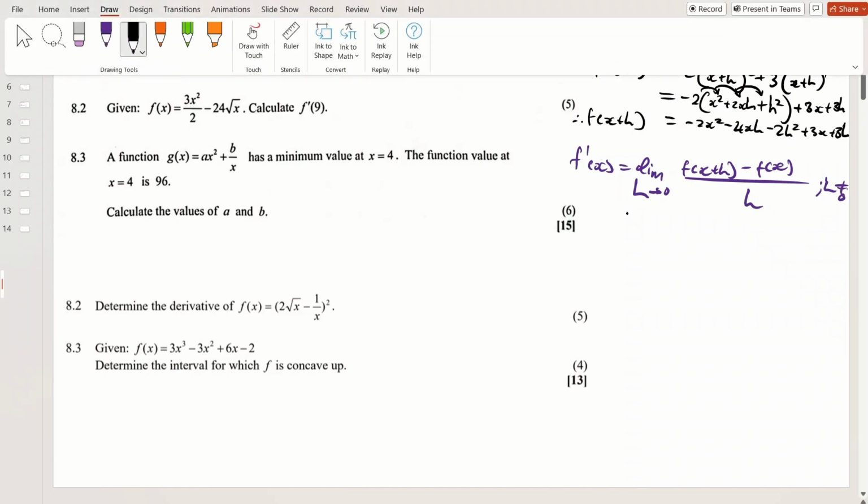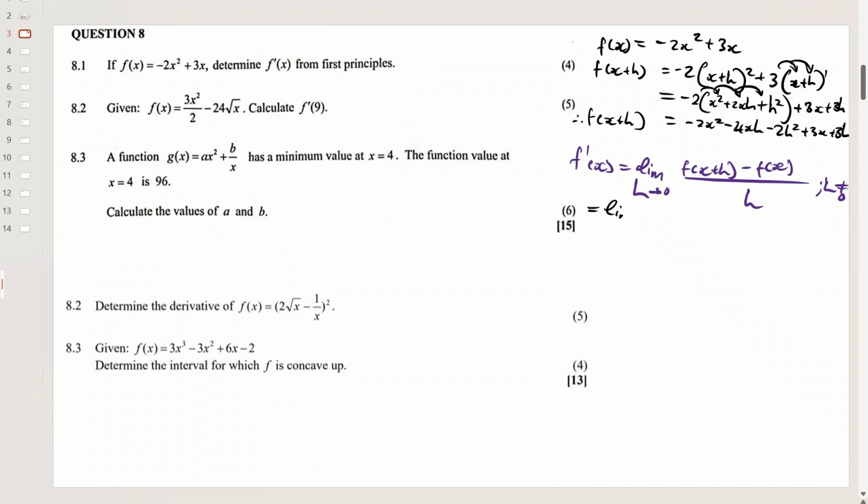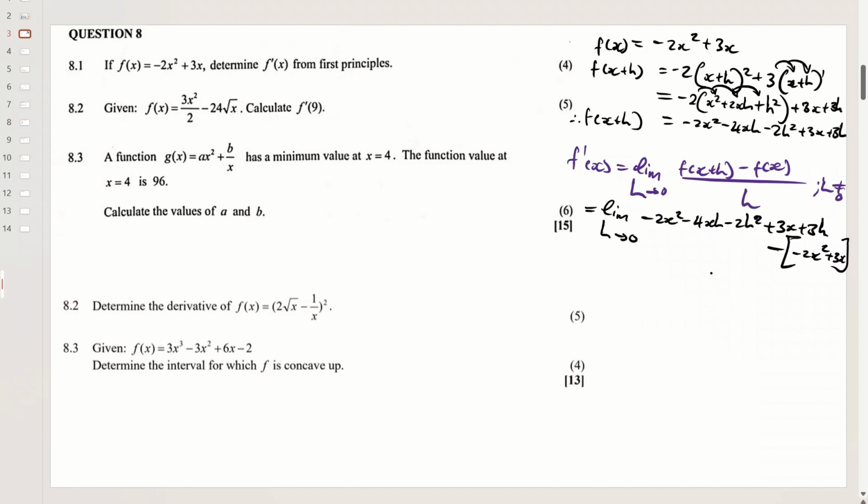So now make the substitution, guys. This is the limit as h approaches 0 of f at x plus h, which is just that part there: negative 2x squared minus 4xh minus 2h squared plus 3x plus 3h, minus, since I don't have space there, guys, so I have to continue down there. So now we are subtracting our original function. Protect the original function. This is negative 2x squared plus 3x. And then everything divided by h.